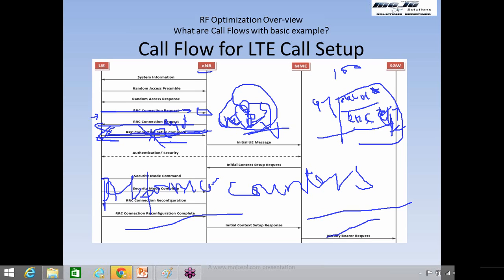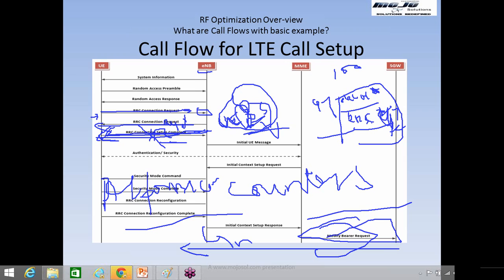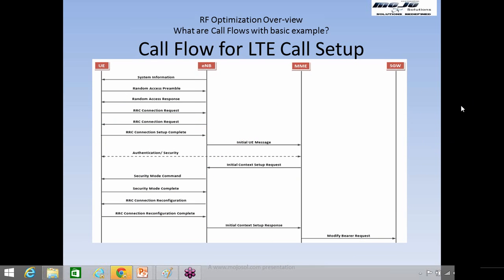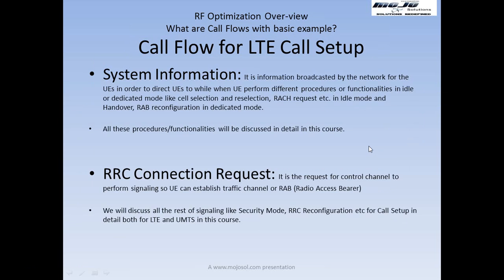Once the RAB reconfiguration request is sent and the RAB reconfiguration is granted, that is for the RAB request. If the request is sent and no RAB is granted, then we will have a RAB failure. So we can identify two important things. So we have 4 important things we have identified for call setup.